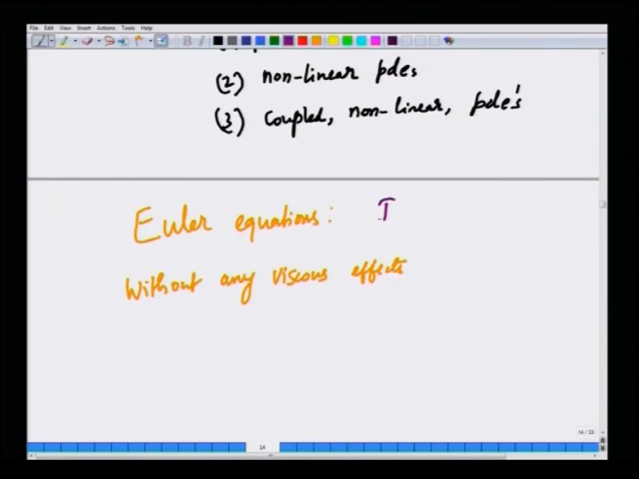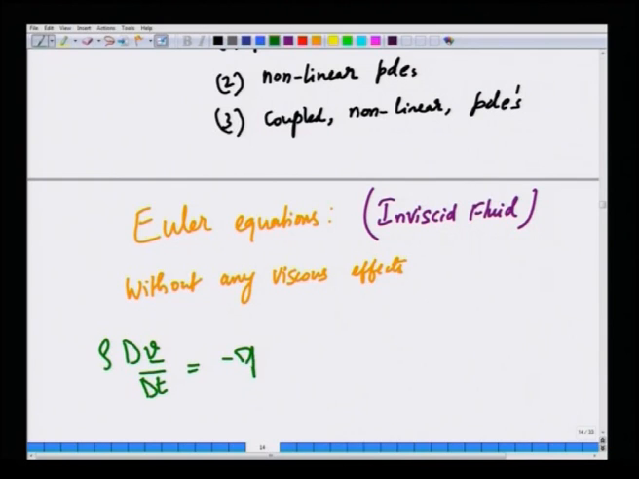So, this is applicable for an inviscid fluid. By that we mean a fluid with 0 viscosity, that is a non-viscous fluid. So, what are the equations for such a fluid? Well, it is rho DV by Dt is minus grad P plus rho g.